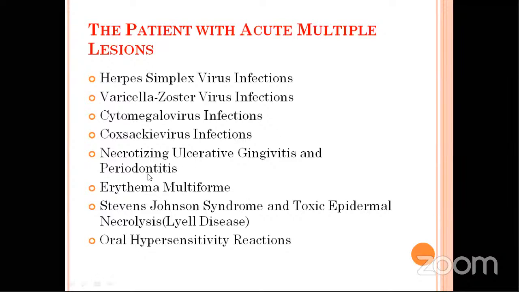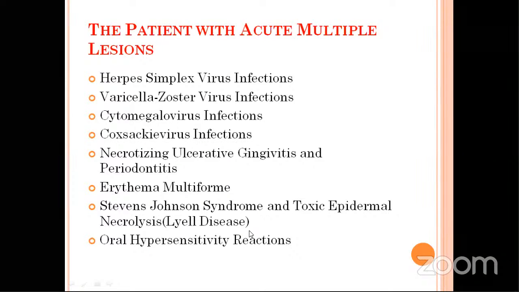Necrotizing ulcerative gingivitis and periodontitis may be seen in the oral cavity and may lead to certain conditions like noma. And erythema multiforme is a separate entity, mostly associated with long-term herpes infections and also due to allergic reactions to certain drugs, very commonly taken drugs like paracetamol. If the erythema multiforme is very severe, it leads to Stevens-Johnson syndrome and toxic epidermal necrolysis.